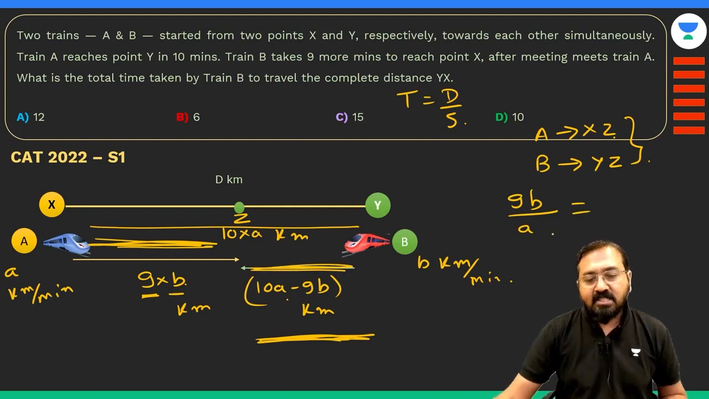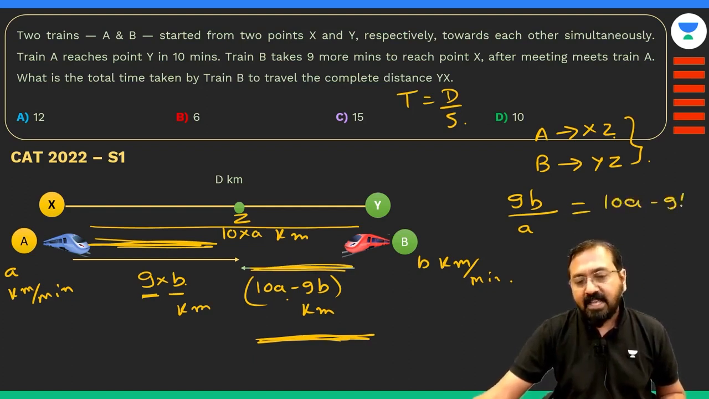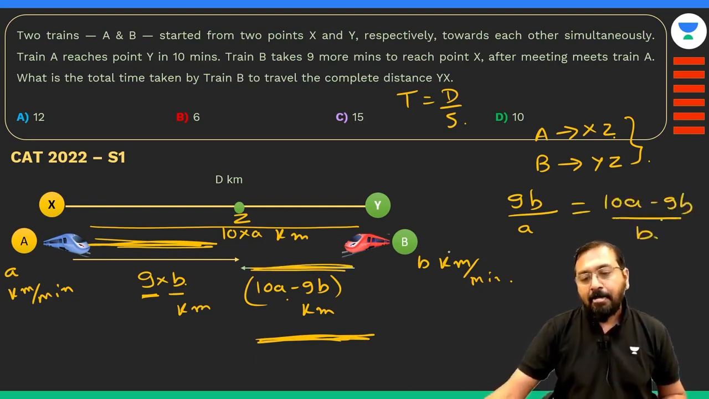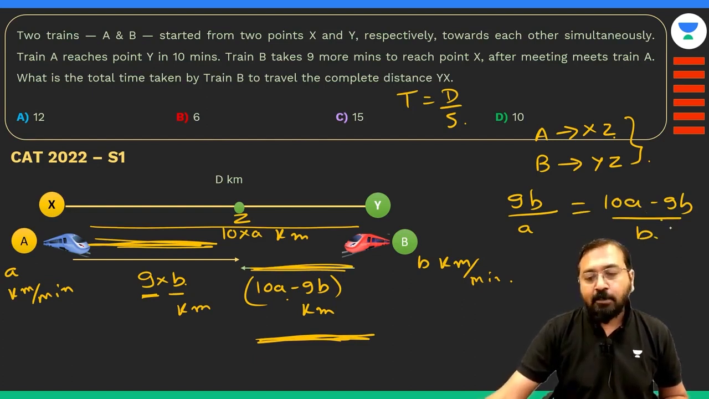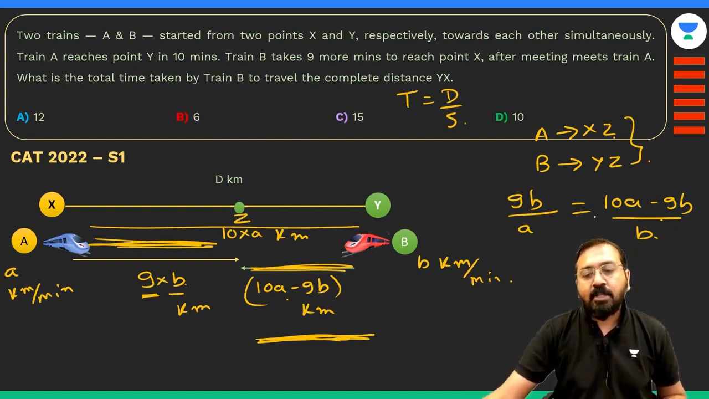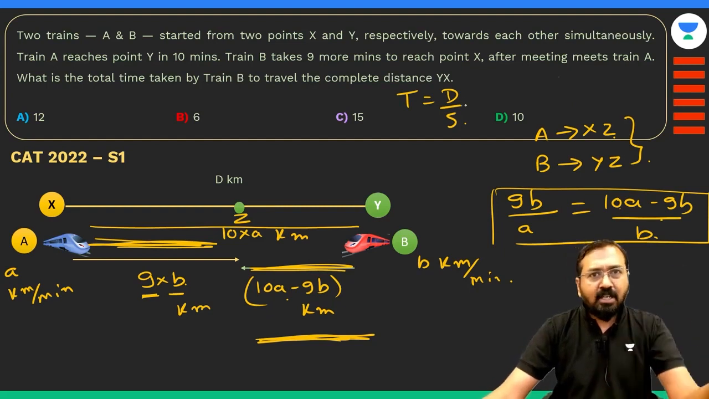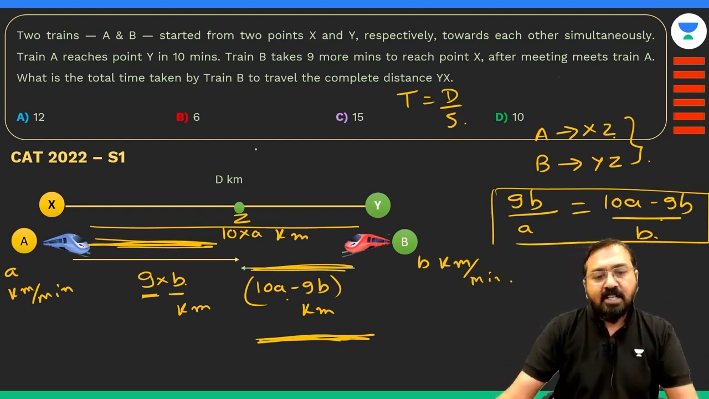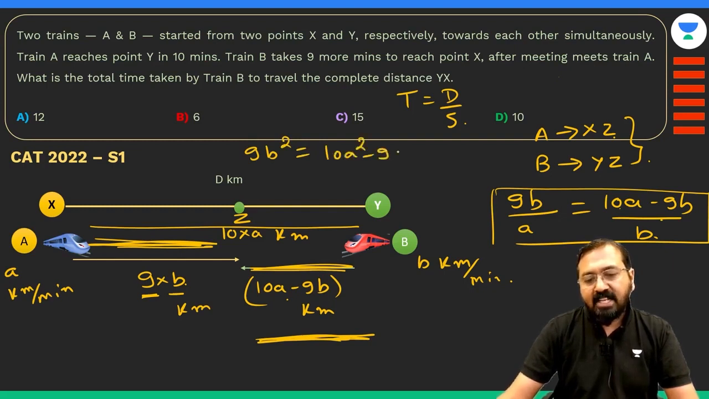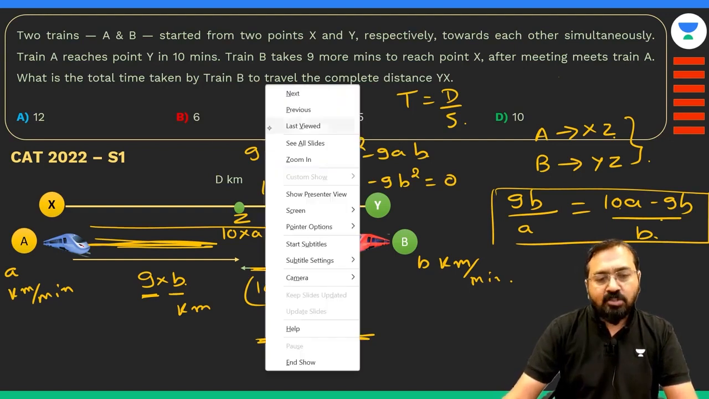Similarly, this distance is 10a minus 9b, and the speed of train B is b kilometer per minute. So time taken is (10a minus 9b) upon b. These two times should be the same, and by solving this equation, we'll get a relation. It will convert to a quadratic equation. For example, this will come out to be 9b square is equal to 10a square minus 9ab. So if I simplify this, it will be 10a square minus 9ab minus 9b square equal to 0. Right, now let's see how to solve this equation.